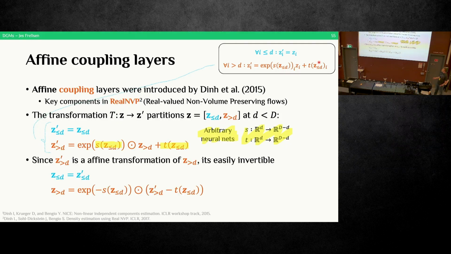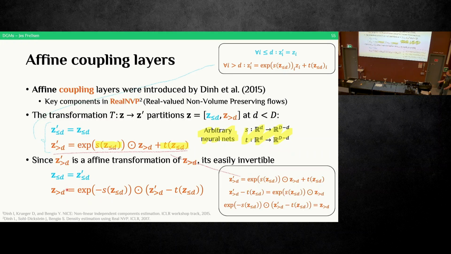Since it's an affine transformation, it's easily invertible. If I want to calculate the inverse, I basically just swap around z and z prime, and for this one, it's also easy to invert.